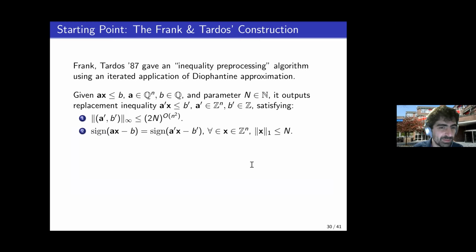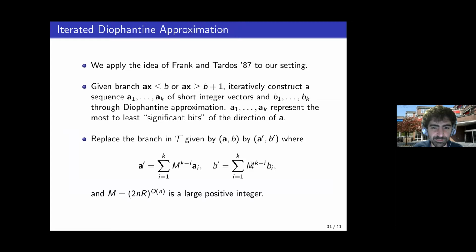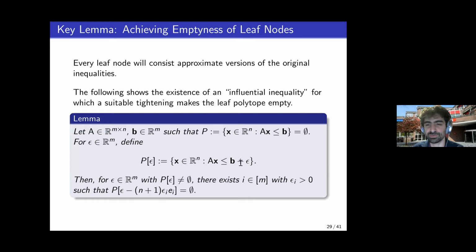In the interest of time, I'll skip a bunch of this stuff. I can talk about it more during the more technical part if people are interested. Essentially, what do we do to do these Diophantine approximations? We use a fancy iterated version of Diophantine approximation, which has to be done very, very carefully. This gives us the power to improve the error on any constraint that we want in the leaf polytopes. And when you combine it with this lemma, it allows you to reduce dimension.